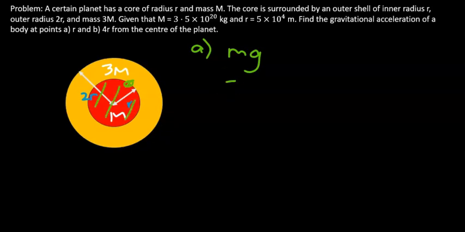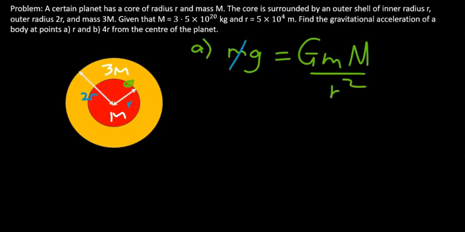So we have to equate the weight of that body to the gravitational attraction between that body and all the mass within that core. And that expression is given by Newton's law of gravitation: capital G, little m, the mass of the core, which we know to be capital M, over little r squared. So the little m cancels, and you can calculate the gravitational acceleration as 6.67 times 10 to the power minus 11. That is the value of capital G.